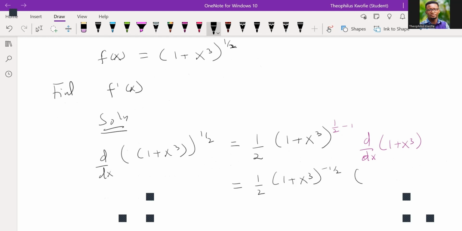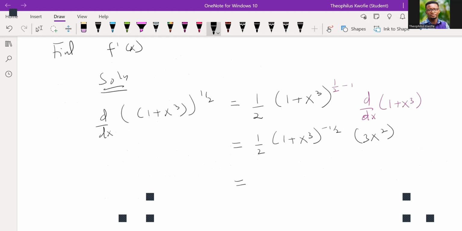When you differentiate this, we get 3x to the power 2. And over here, we can simplify it further. That should give us 3x squared all divided by 2 root of 1 plus x to the power 3. Remember that if I have x to the power minus half, this is the same as 1 over x to the power half, and x to the power half is the same as root of x. That is exactly what we applied over here. So take note of that. I hope we are all getting it.